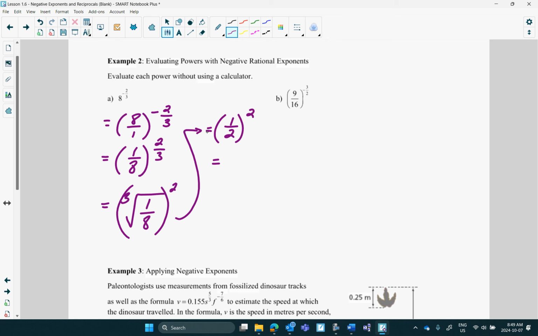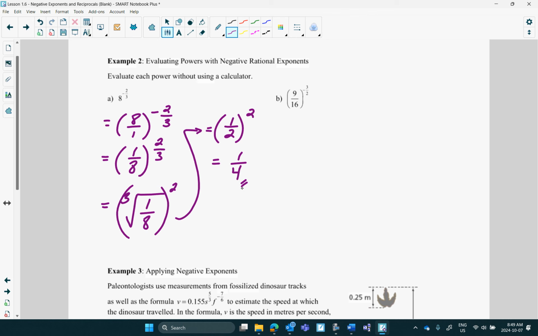1 over 4. Nice. Excellent. Why do you have to square it? Because of this 2 here. Remember when there's a numerator besides 1 with fraction exponents? You got to square it, or whatever the exponent is.